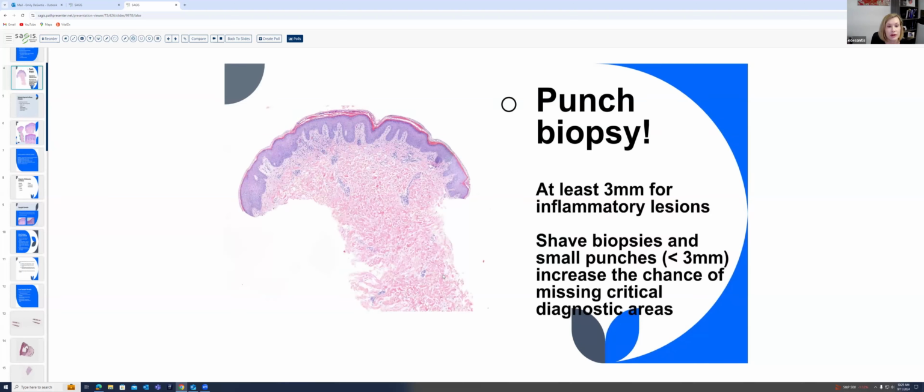When performing a biopsy of an inflammatory process, a punch biopsy is always preferable. We do often receive shave biopsies for papulosquamous lesions, so things that may be spongiotic or psoriasiform. And in some cases, these are sufficient, but in many cases, they aren't. So a punch biopsy, always preferred. At least a 3 millimeter punch is ideal. In shave biopsies and smaller punches, we may miss the critical areas that we're trying to assess, even if we perform multiple tissue levels, and it just increases the chance of issues with processing or just not being able to provide the information that you're seeking.